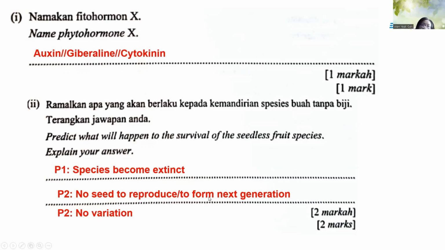Okay, and of course, when there is no seed or fruit produced, there is no variation, right? Because the production of a seed must go through the process of meiosis. And since there is no meiosis, therefore there is no variation. Okay, and of course, with no variation, it also reduces biodiversity.